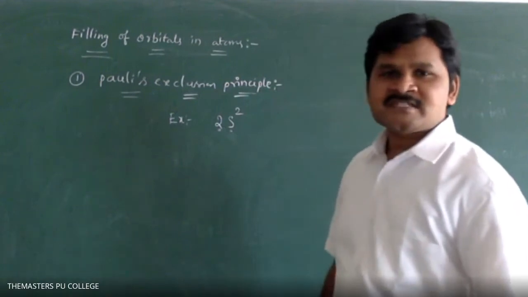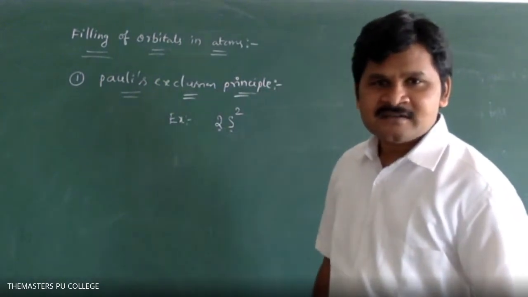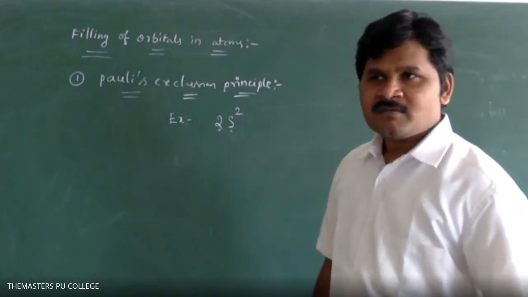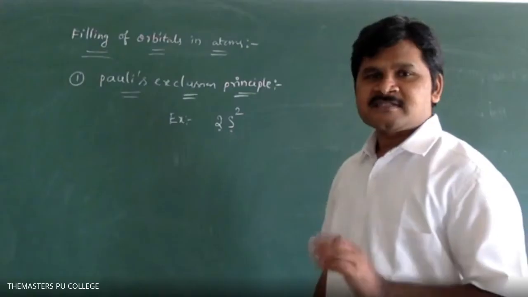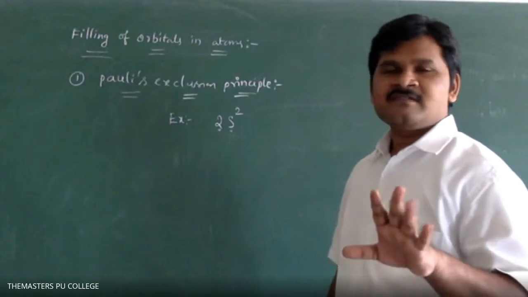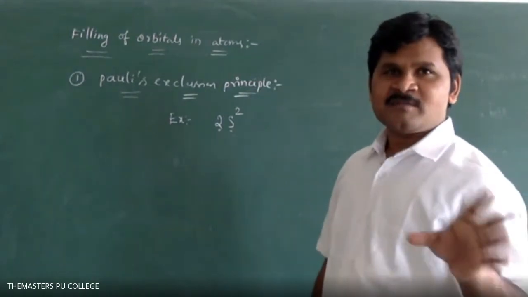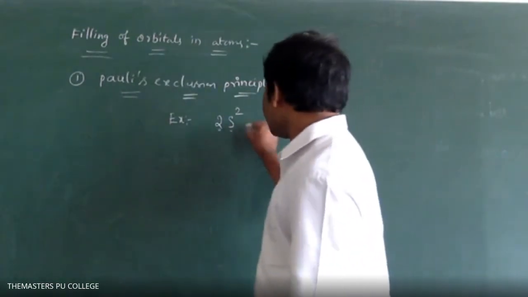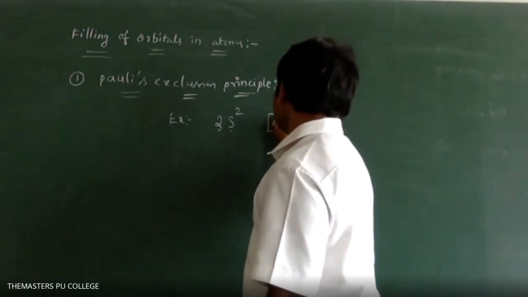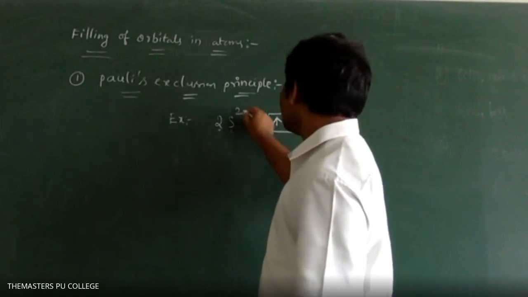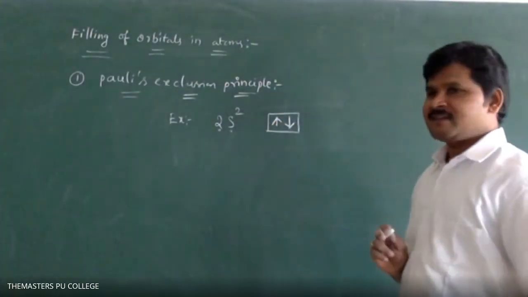S orbital means how many boxes, I told children? One box. P orbital means 3 boxes. D orbital 5. So 1, 3, 5, 7 boxes. For the s orbital I am taking one box. So 2 electrons are there, 2 electrons I am taking.